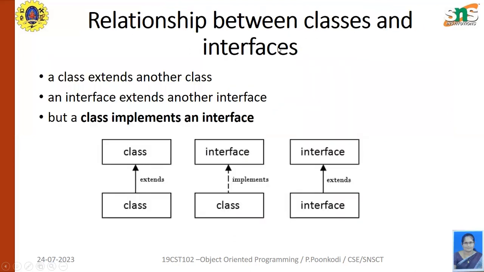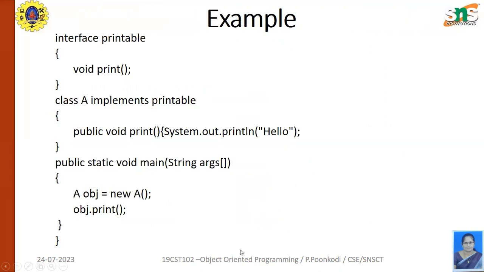Then the relationship between classes and interfaces. A class is used to extend another class, but an interface is used to extend another interface. A class can implement an interface, but an interface will not implement a class. For that, the example is given: a class can be extended by another class, a class implements an interface, and an interface extends an interface. This is the example for interface.